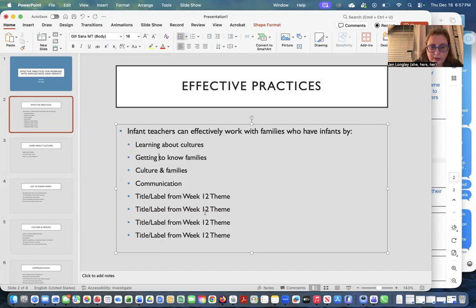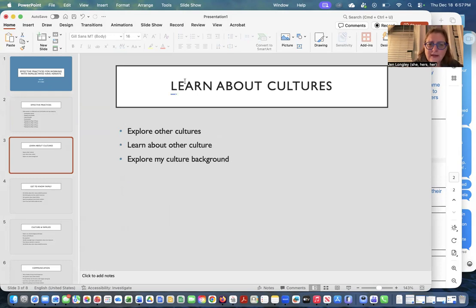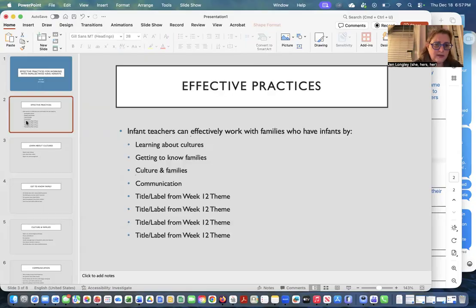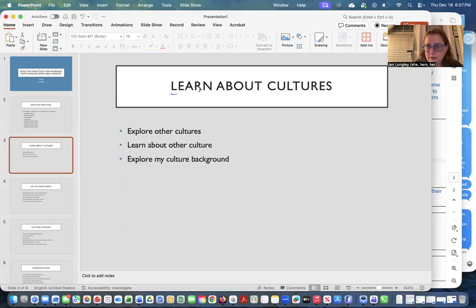Whatever you have from your week 12 chart, put 1, 2, 3, and 4 from your week 12 chart. Now I'm going to go to the next slide. The next slide, see what it says? Learn about cultures. Look here. I said learn about cultures, learning about cultures. Okay.